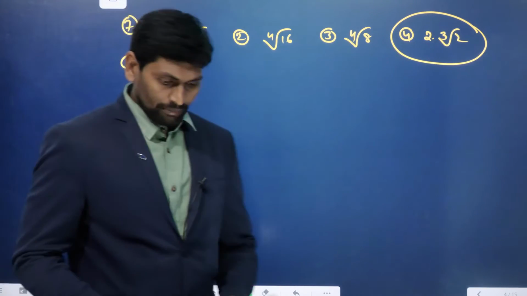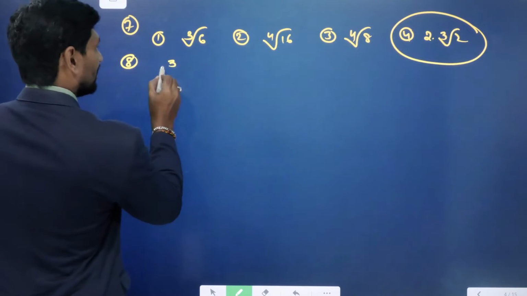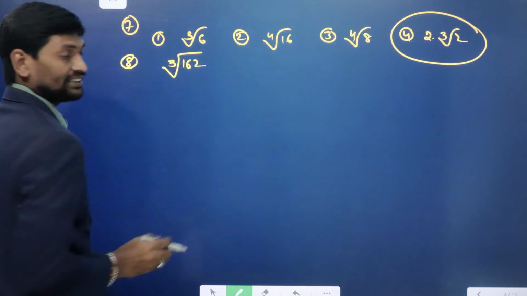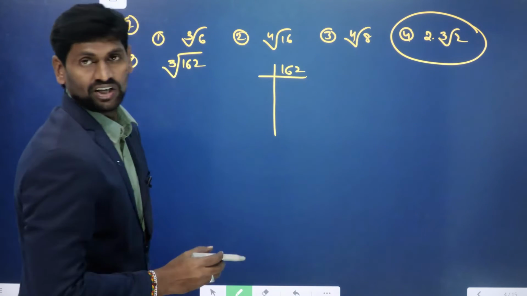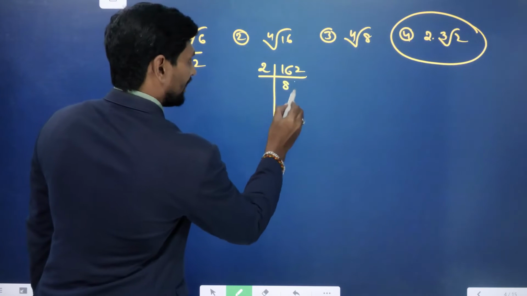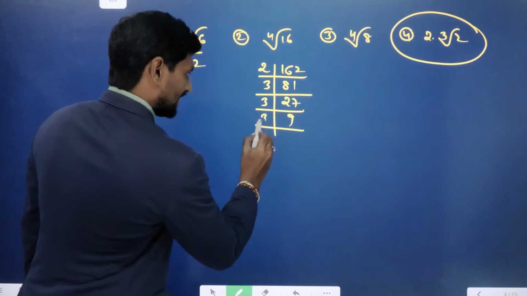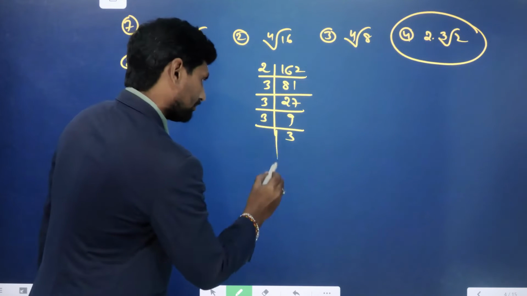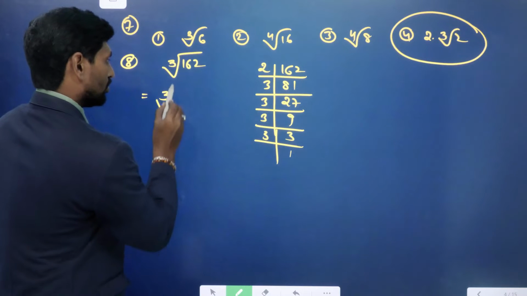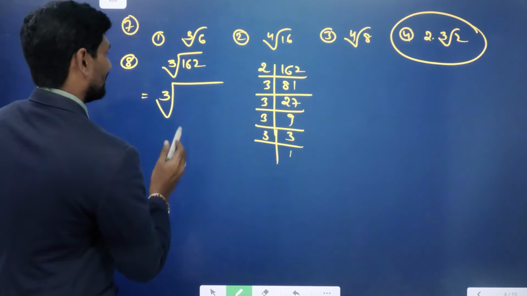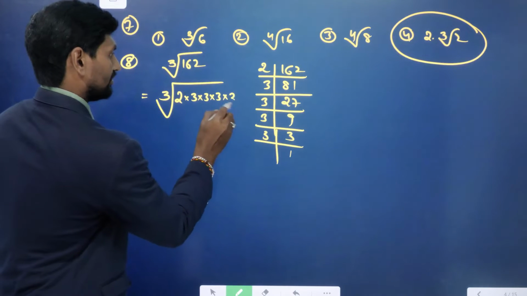Now problem number 8, the simplest form of cube root of 162. Very, very important. The simplest form of cube root of 162. Let us find the prime factors of 162 first. Okay? So I am taking 2 table 81 times, 3 table 27, 3 table 9 times, 3 table 3 times, and 3 table 1 time. That means cube root of 162 I can write as 2 into 3 into 3 into 3 into 3.